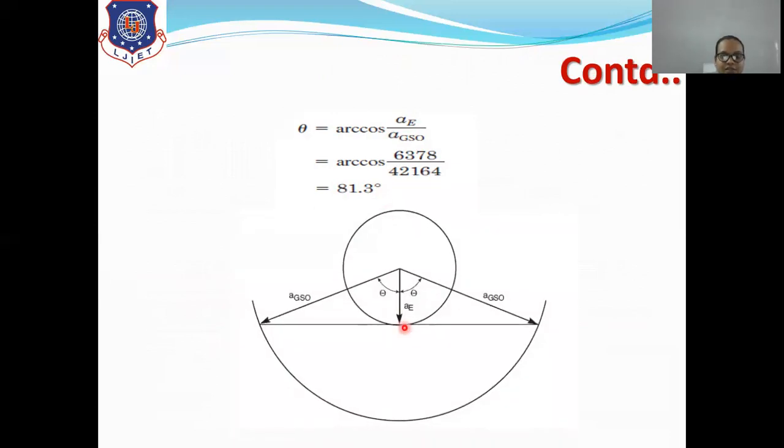Now, as you can see in this figure, the Earth station is at the center of Earth. Here are the east and west visibilities. From the center of Earth, this is the radius of Earth, and this is the radius of geostationary orbit. It makes a 90-degree angle. So cos theta is equal to adjacent over hypotenuse, that is AE divided by AGS. So theta will be equal to cos inverse of AE by AGS. Clear? So this way you can find out the limits of visibility.